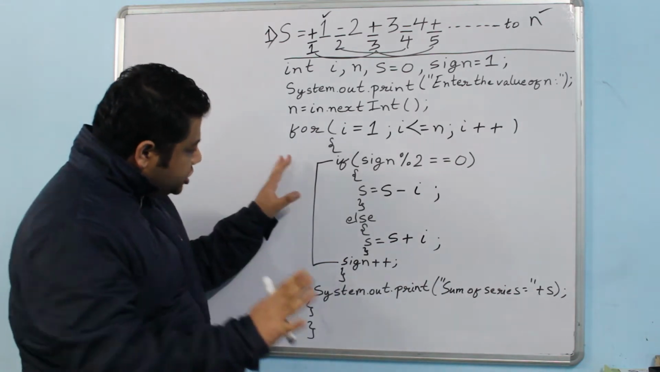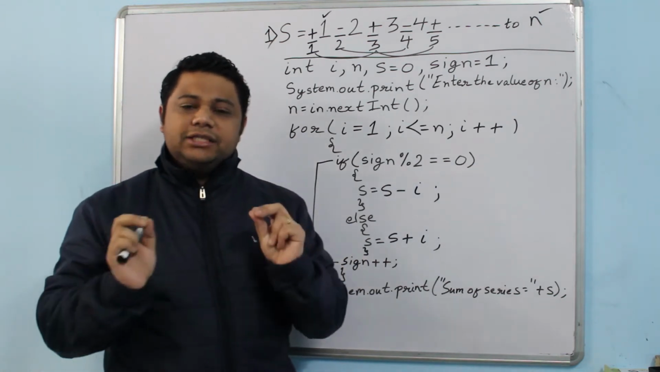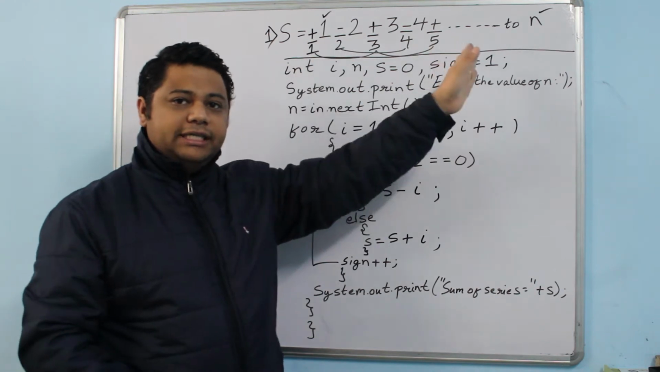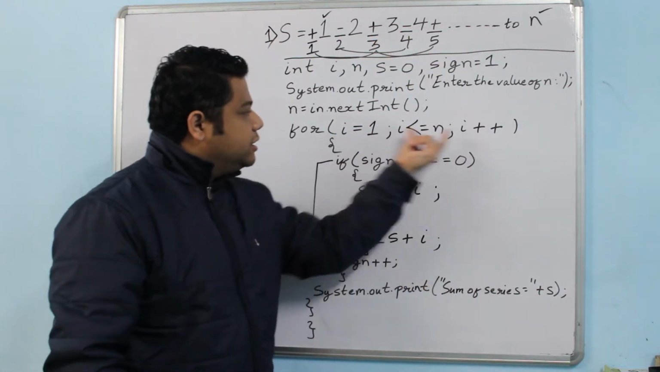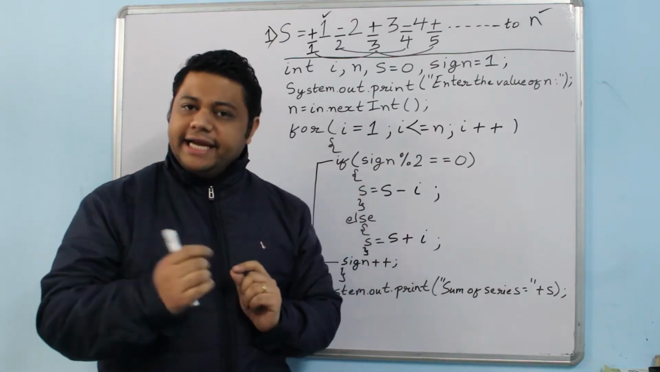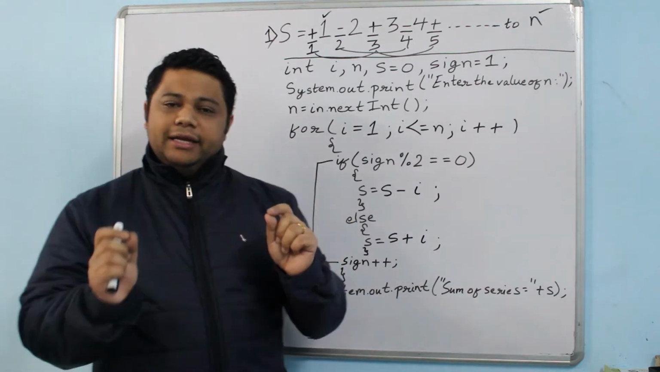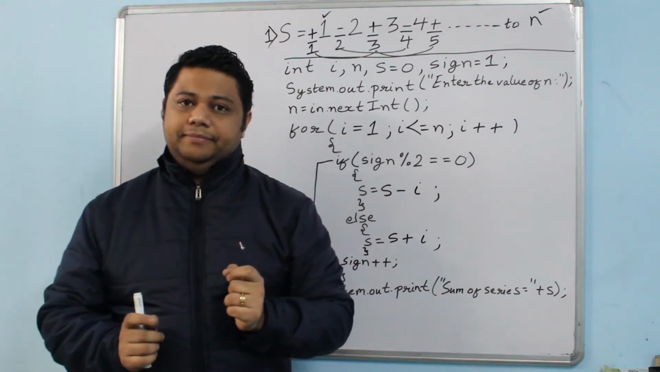And this logic you can use for any sum of series program where the sign is different. The only change, if the series is different, is that the manipulation has to be done in the loop. But the rest of the things remain the same. There are other techniques as well, but I want you to follow this because this technique is used in every program wherever the sum of series has different signs.